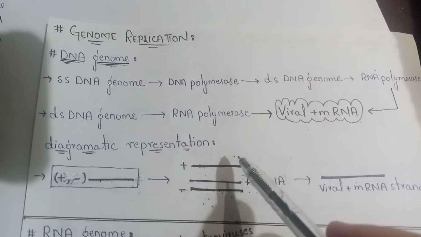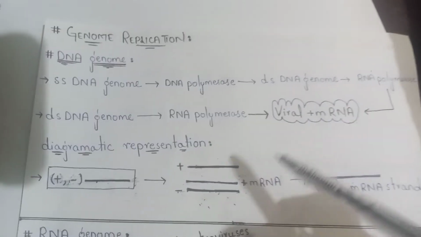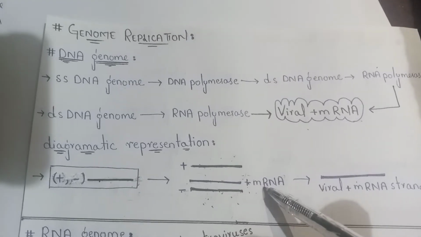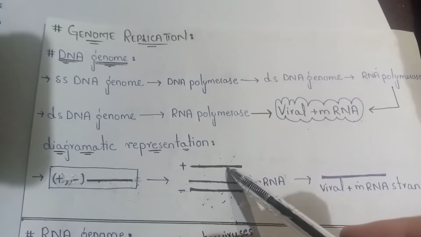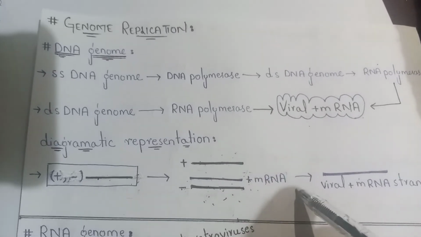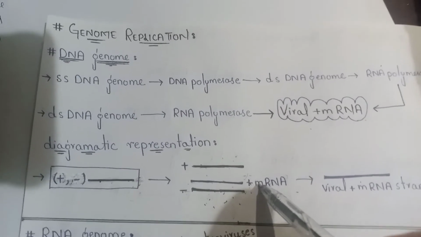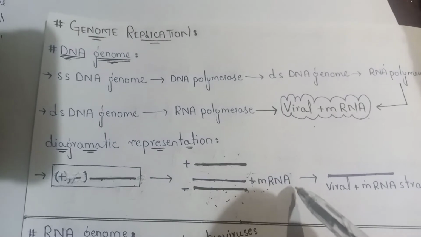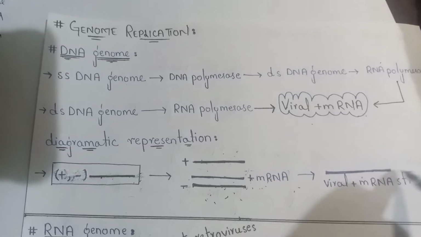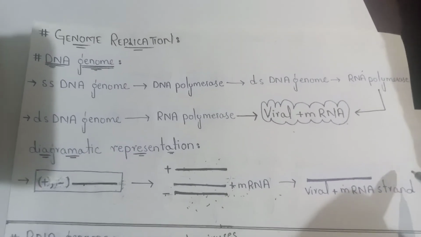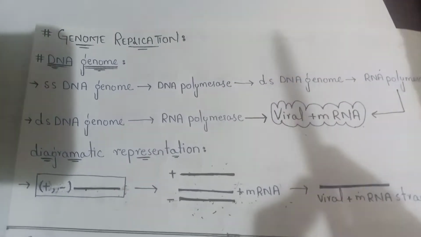Now why am I going to say RNA polymerase? Because it's the formation of RNA from DNA. Double stranded DNA is converted into RNA, so the enzyme here will be DNA dependent RNA polymerase. So in short, the product we get is the mRNA, which is basically the viral mRNA strand, and it will be further processed and move onwards for the translation process.